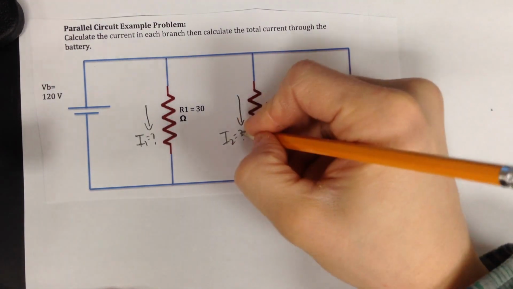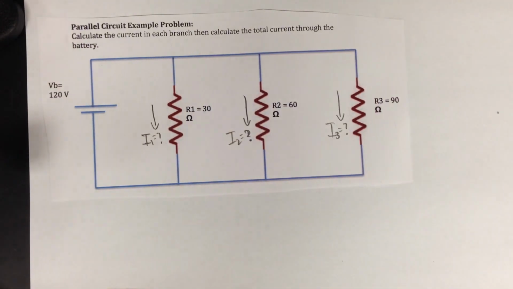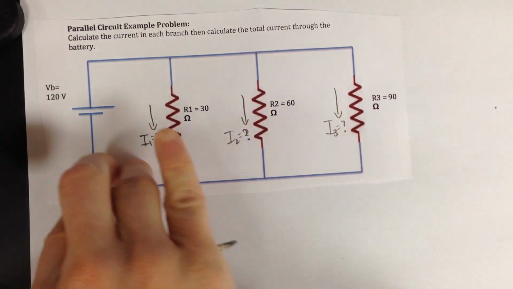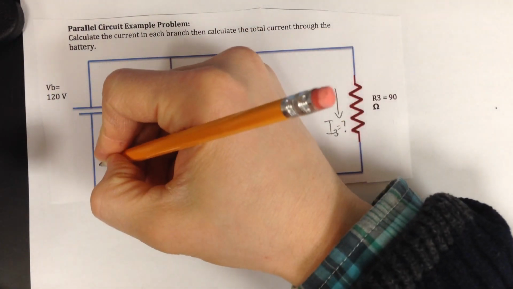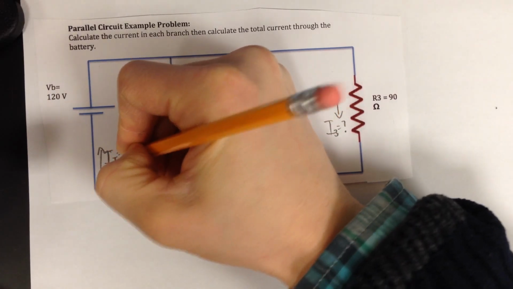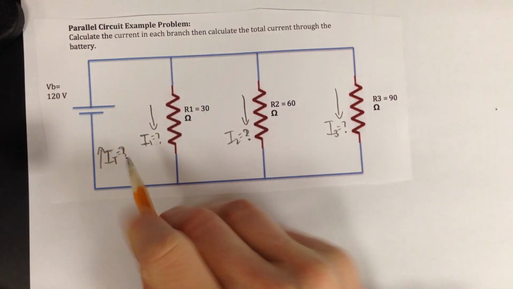Alright, so what are those? I'll put a little question mark there. And then once we get those, we know that in a parallel circuit they join up and connect together to make IT, or the total current. So that'll be like the last thing we solve for, the total current.